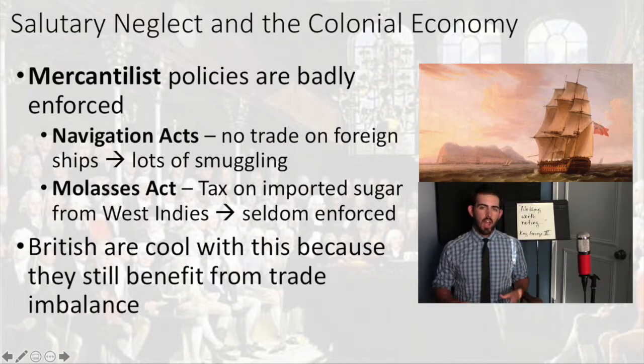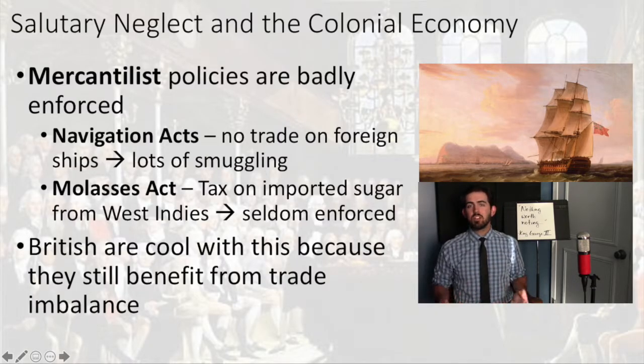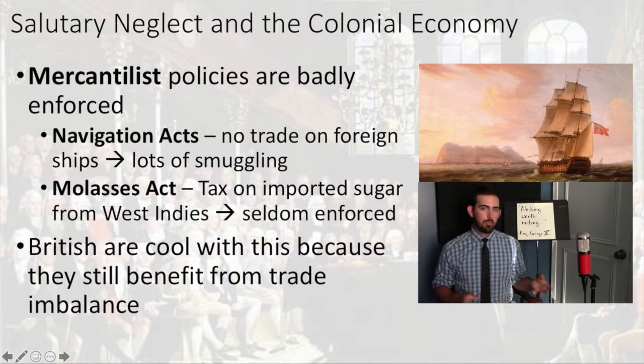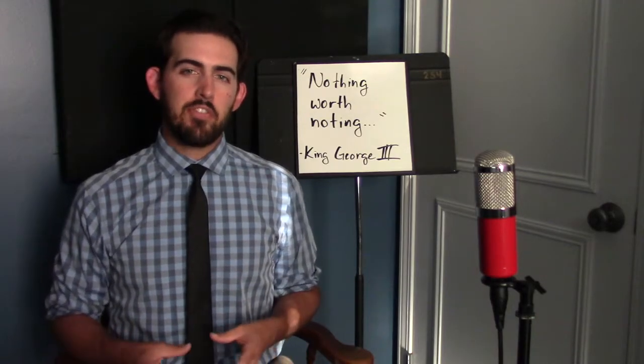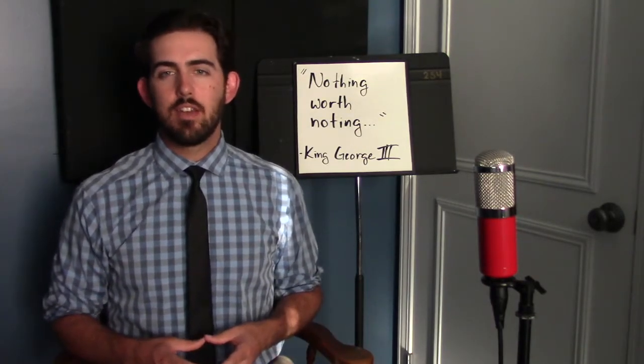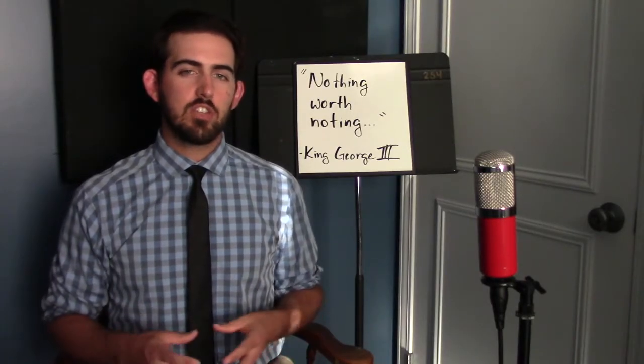So you might be wondering why Britain permitted the colonies to smuggle around these laws. While Britain was not the colony's only trading partner, it did remain the colony's principal trading partner. Britain still profited from its colonies and largely decided that the trouble of tightly enforcing mercantilist policies was not worth the additional profit they would have seen. The colonists, of course, were fine with this because it provided a sense of economic freedom. But economic freedom was not the only result of salutary neglect. There were major political implications as well.